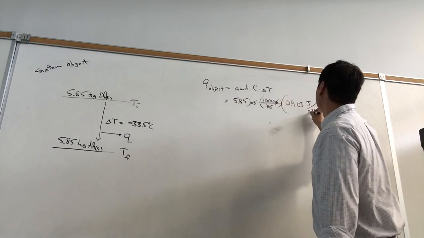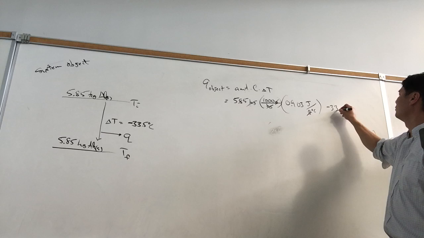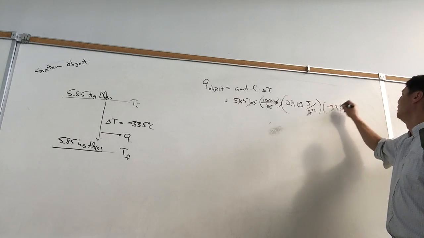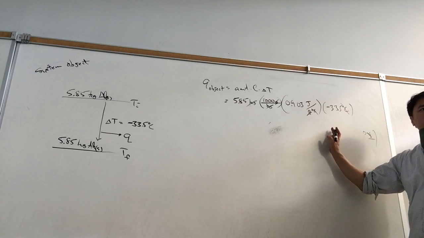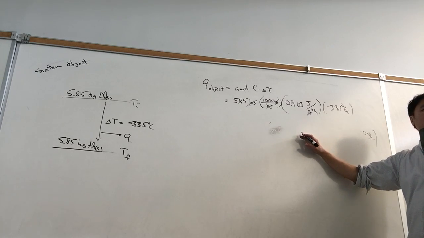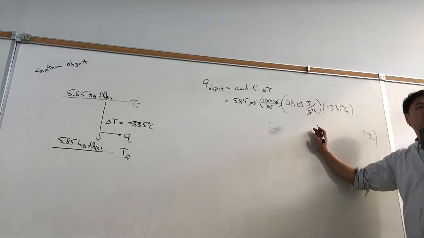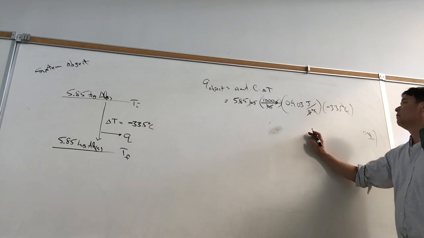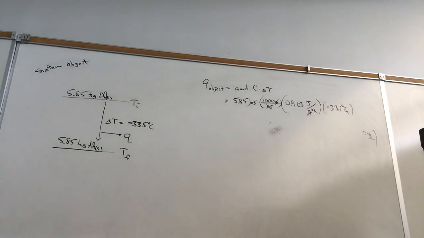So the grams cancel. And then we need a degree C to cancel. So this is going to be negative 33.5 degrees C. The negative sign is important because that tells us, is the system losing or gaining? In this case, the system's losing, so Q is less than 0. And so then we calculate. This one, we're allowed 3 sig figs in this particular calculation.